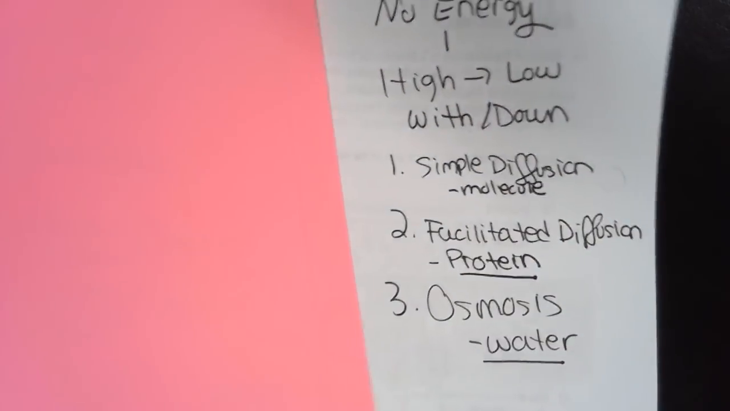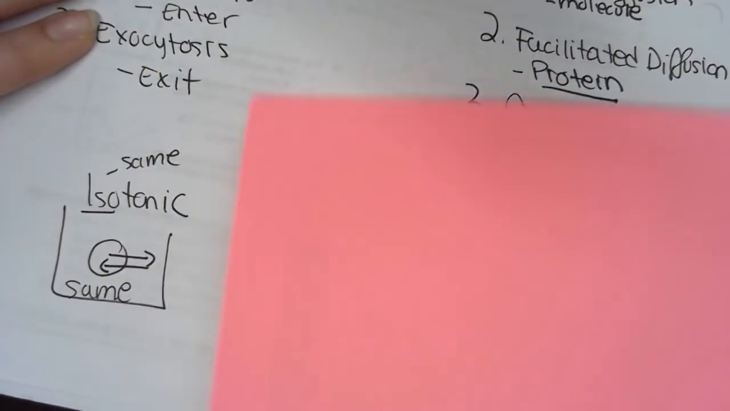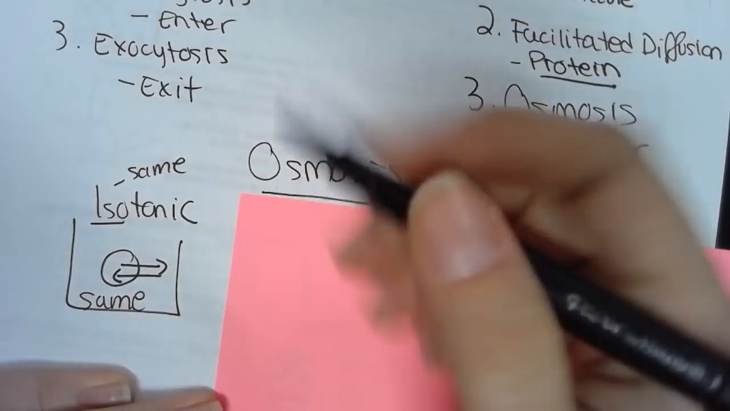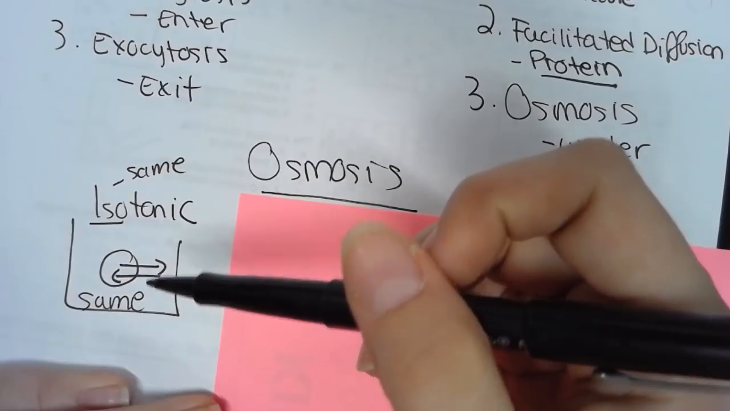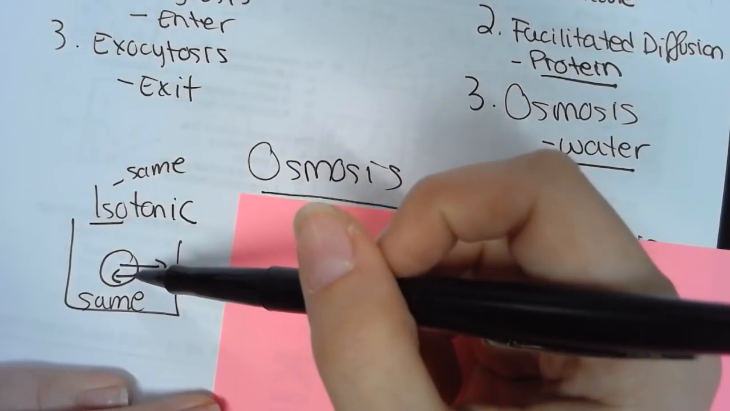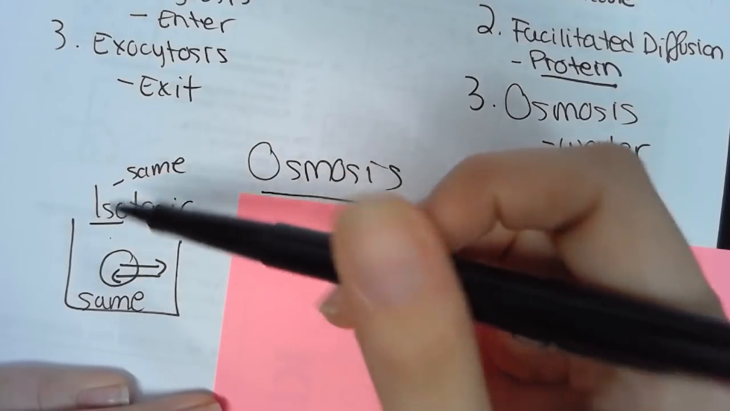So I want to take a couple minutes to go over osmosis. So osmosis has three types of solutions. The first one is isotonic. So isotonic means that the same amount of water that's leaving is entering. Iso meaning same, so nothing happens to cell size.